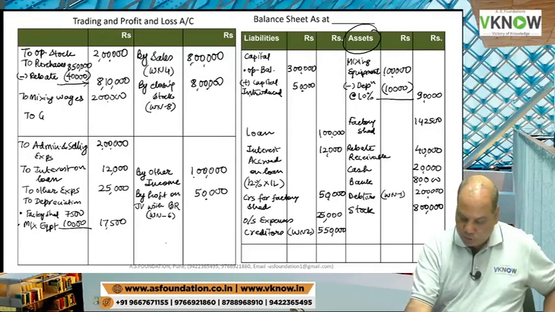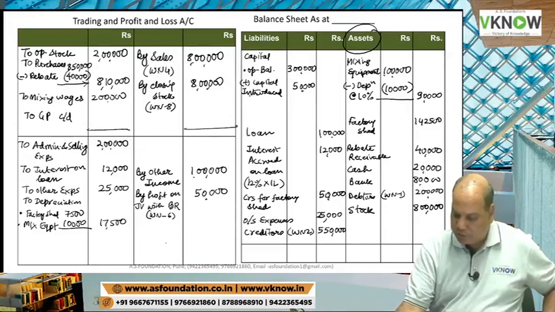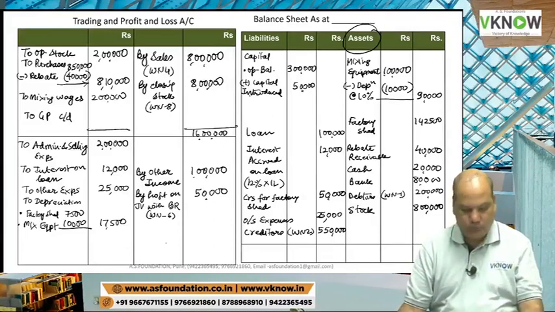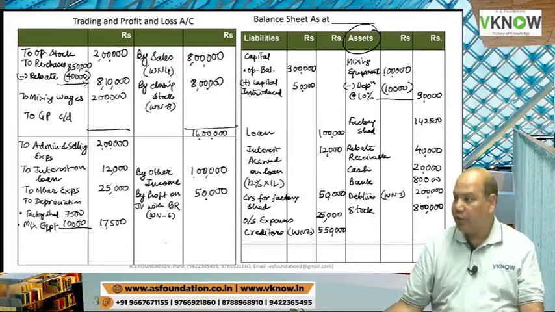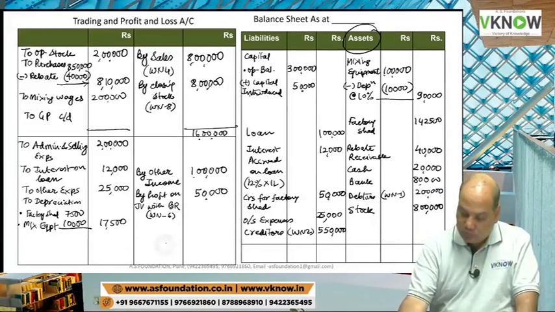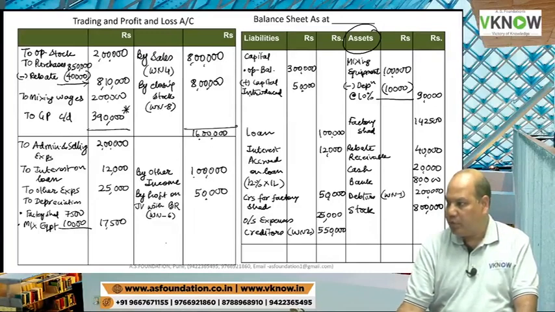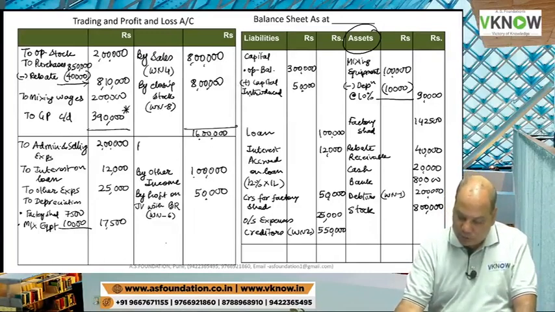Now write down to gross profit carried down. Who will tell me gross profit first? Tell me gross profit. Anybody for gross profit? Gross profit, check the calculation. Anybody gross profit? 3,90,000. Very good.